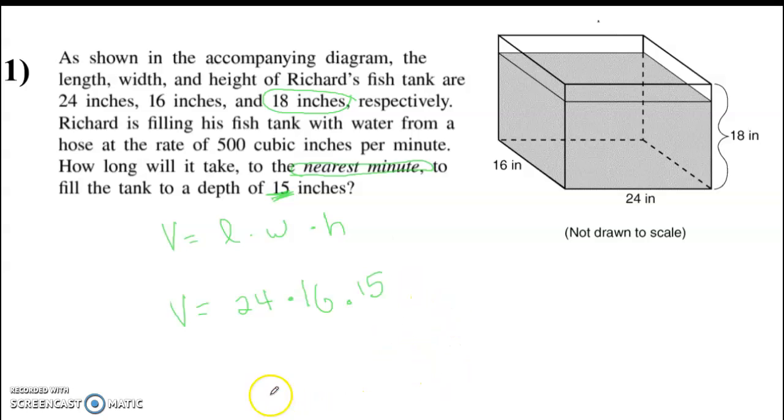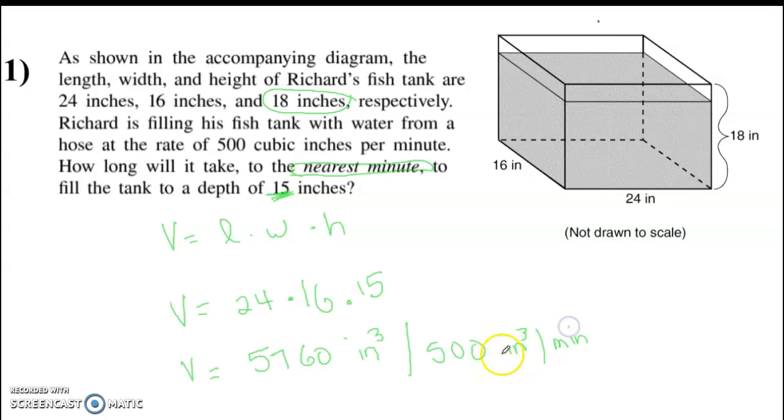Now, I'm doing this math in my head, of course. It's 5,760, right? That's the amount of inches cubed. That's the amount of space, that's the amount of water. And this hose is pumping water at 500 inches cubed per minute. So what I need to do is divide this by the 500 inches cubed per minute.